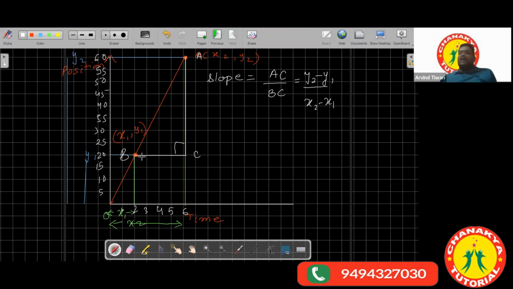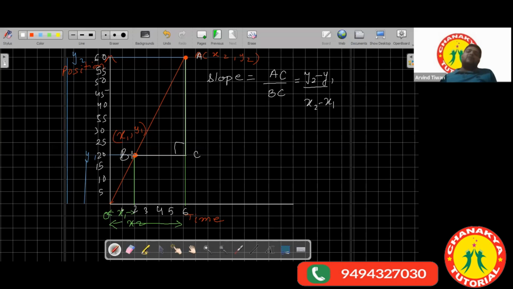Now, if I want to find out the velocity, I will take my initial position. I can take any of the points to be the initial position. Currently, whatever I have marked in this triangle is what I am taking as my initial position. So for the current situation, I am taking this point B to be the initial position, and I am taking this point A to be the final position, right?